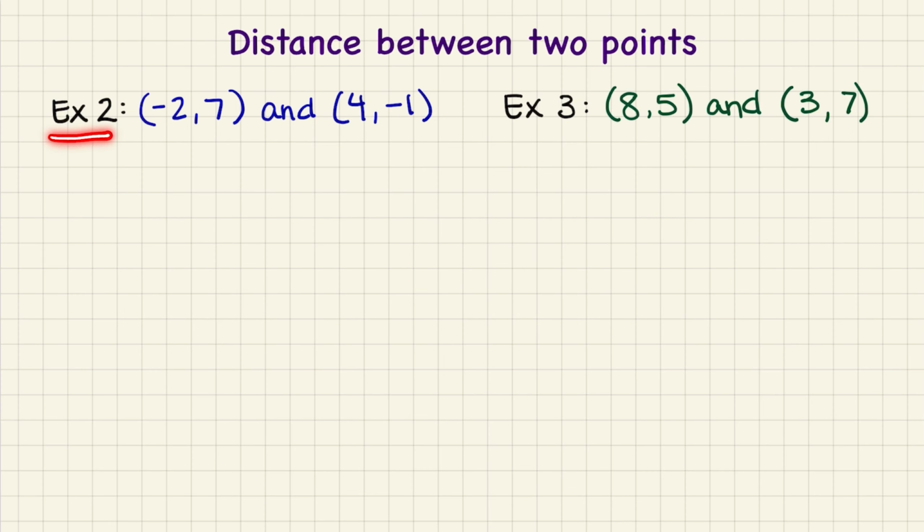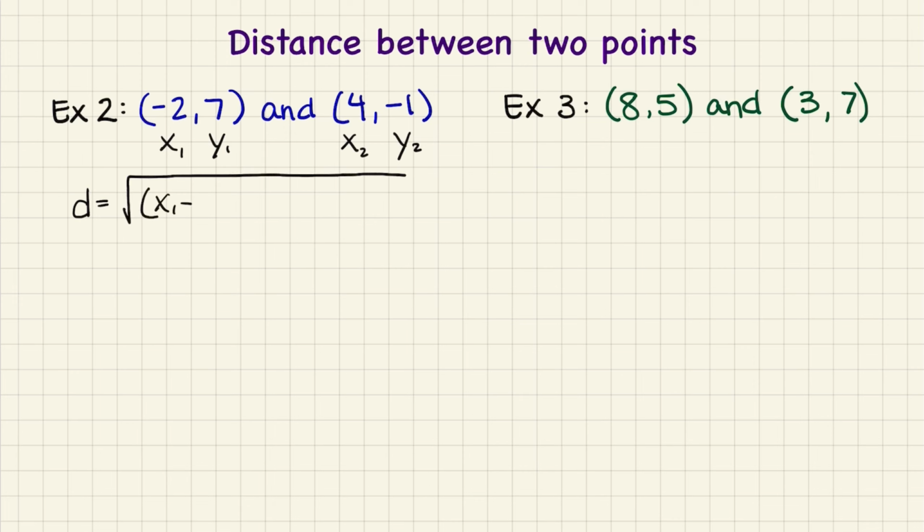So example 2, we're given negative 2, 7 and 4, negative 1. So again, the first thing we want to do is label our points, x1, y1, and x2, y2. And we're going to write our distance formula, which is the square root of x1 minus x2 squared plus y1 minus y2 squared. And now we'll plug our values in.